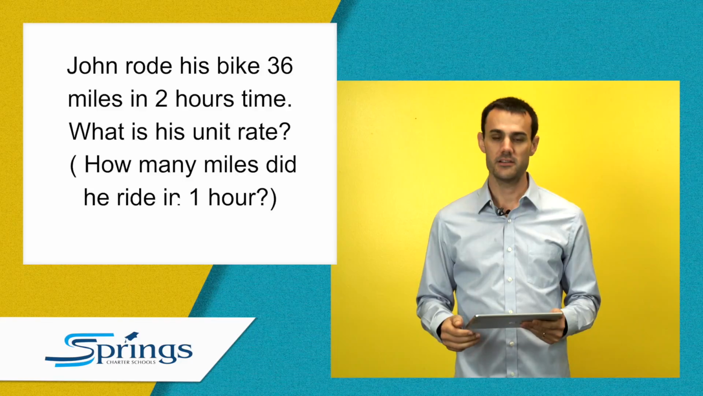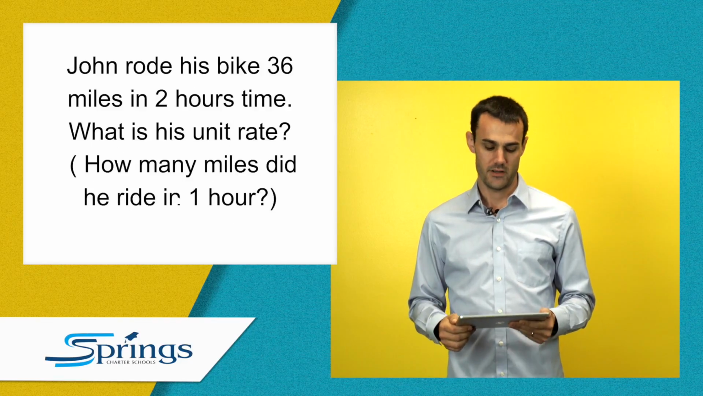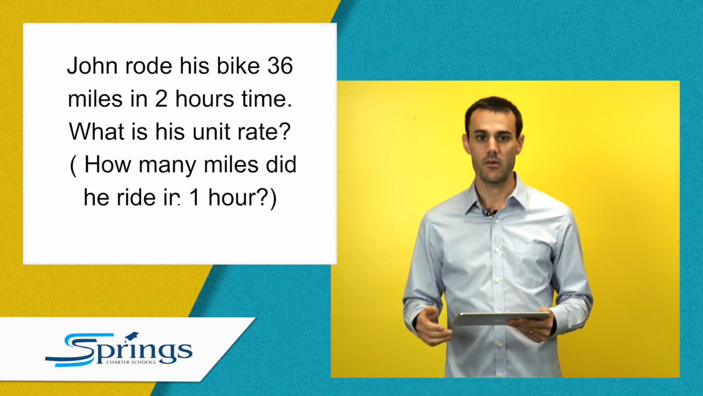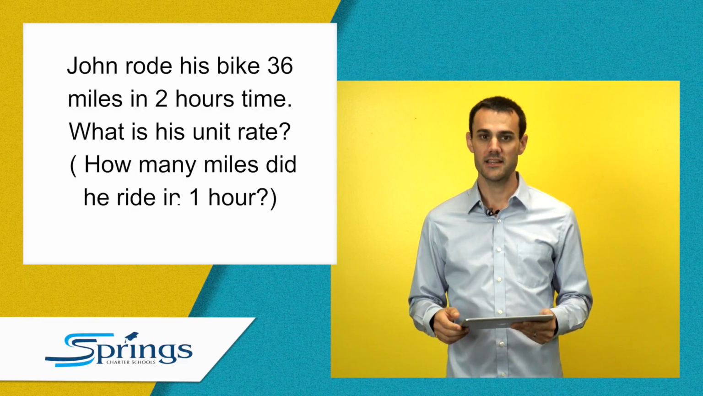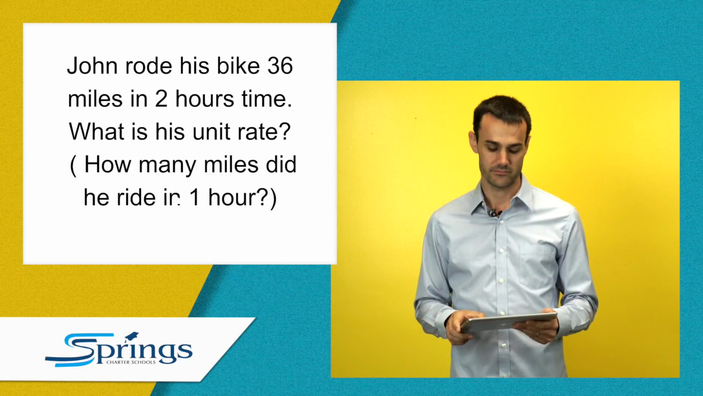John rode his bike 36 miles in 2 hours' time. We're asking ourselves, what is his unit rate? Or how fast or how far did John ride in 1 hour? Let's take a look at how we dissect this problem.